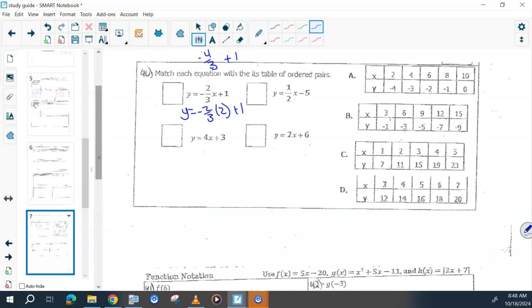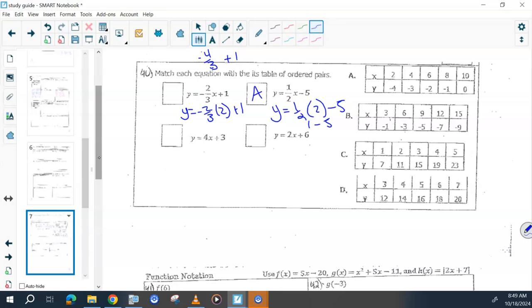I'll try that once more with this next one. So if I were to put 2 in for x for that one, 1/2 times 2 is 1. 1 minus 5 is negative 4, so that would be my answer. And I could double check others to make sure that they work as well.